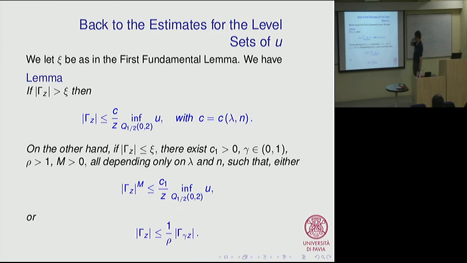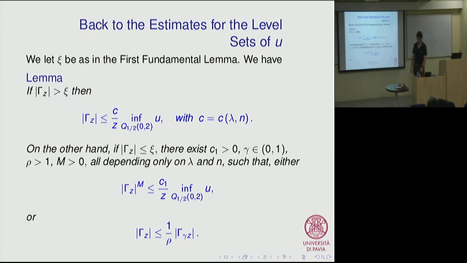So here's the precise statement. Psi is the same quantity that we had in the first fundamental lemma. If the measure of gamma z is bounded below by psi, then we have this relation. So the measure of gamma z decays as c over z times the infimum. But recall that we can rescale the infimum being 1. And otherwise, if the measure of gamma z is bounded above by psi, then you have either this one or the other one. Again, you see that here you have power m, so you would get the m on the other side. So this is what I call gamma z2, and this is gamma z3.